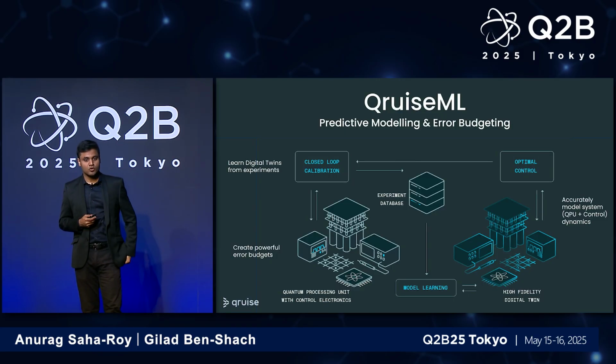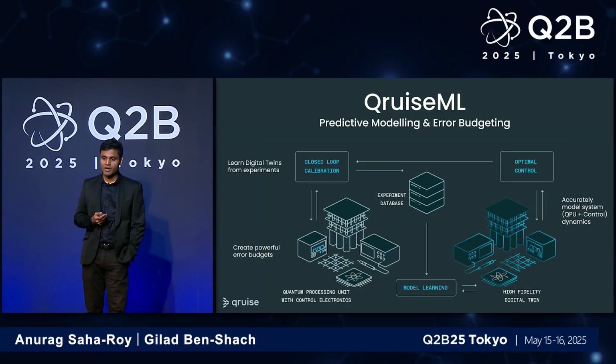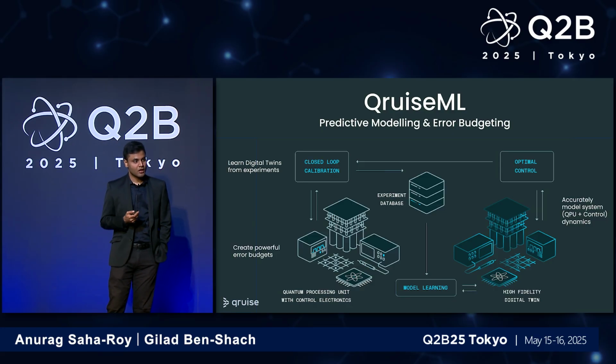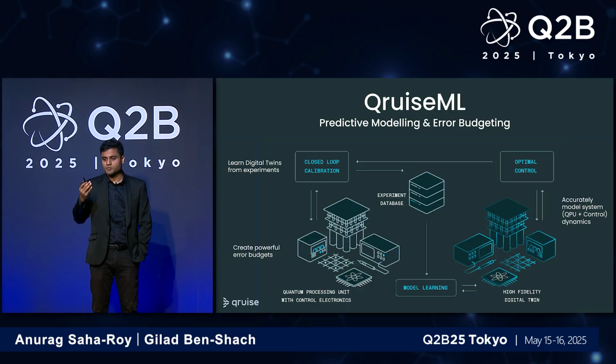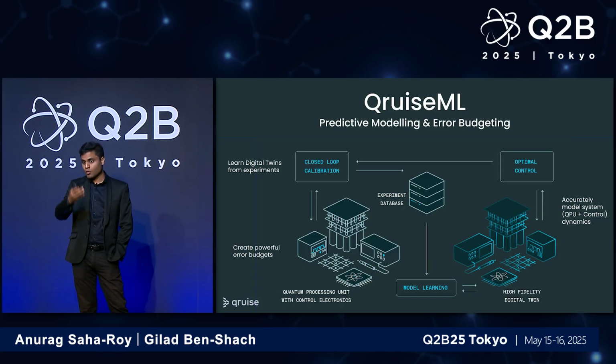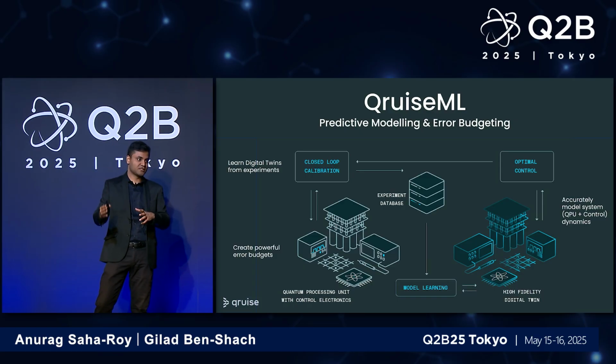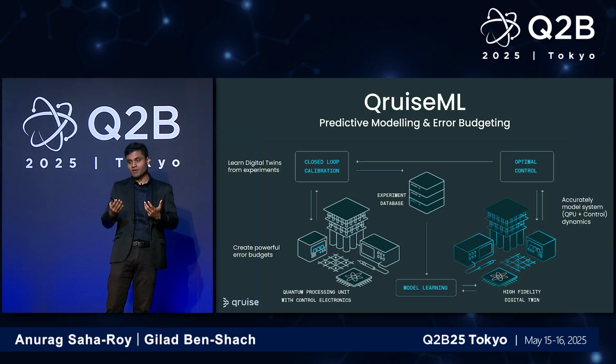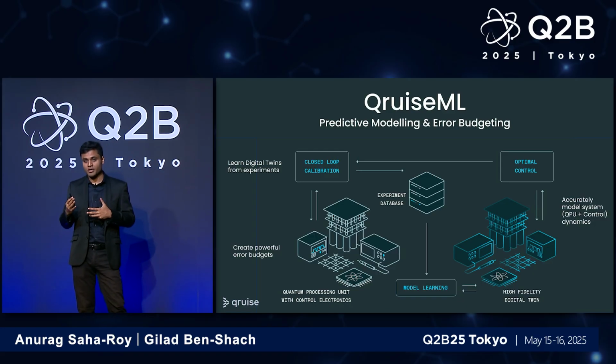So this is where Qruise ML comes into the story. We provide a differentiable digital twin. A digital twin is essentially business speak for a model of the whole quantum computing device. So it's not just the QPU, but all of the accessories around it, the classical control stack, the cabling, the cryogenics, everything that can possibly have an effect on the performance of your device.